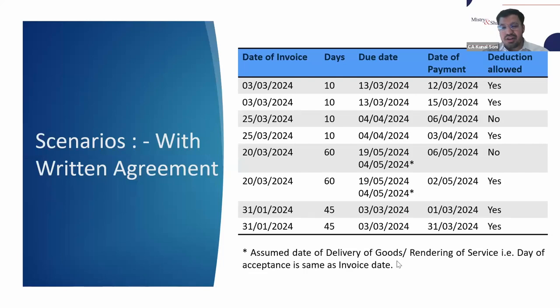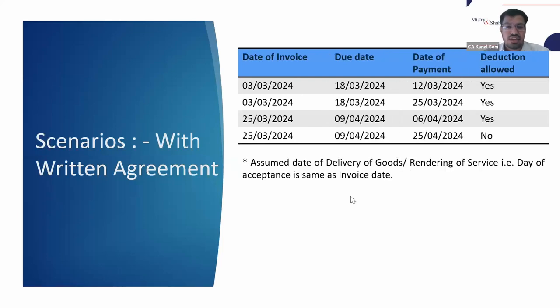And here it is assumed that delivery of goods and rendering of services are the same as the date of invoice. In a general scenario, it would be one and the same, because there are very rare scenarios where people would be issuing invoices in advance. However, if there are such specific scenarios, then you could take a stand that this invoice was prepared in advance and services were rendered post that. So the payment terms would be considered from the date of rendering of services.